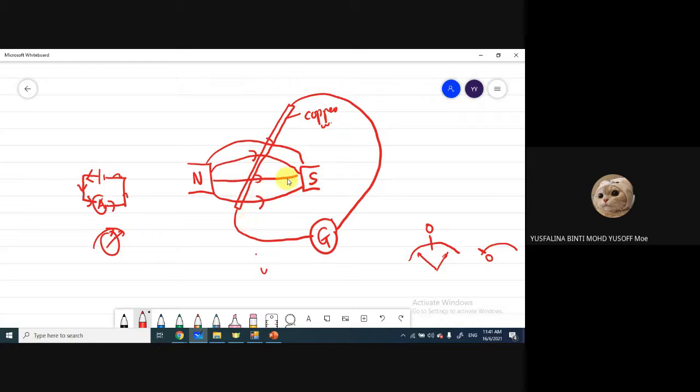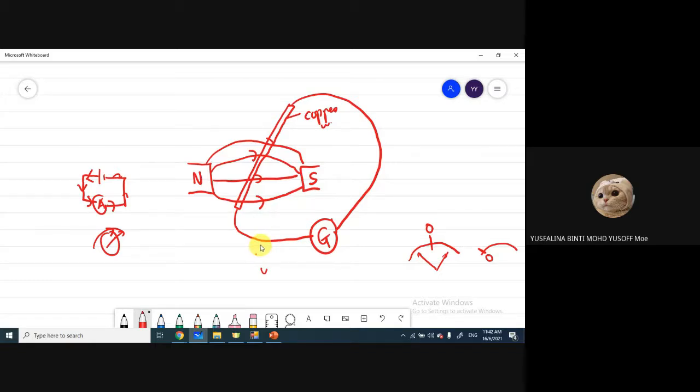If the conductor moves left and right, there will be no induced current produced, because the magnetic field lines are not being cut. Only when you cut the magnetic field lines will it produce the induced current.